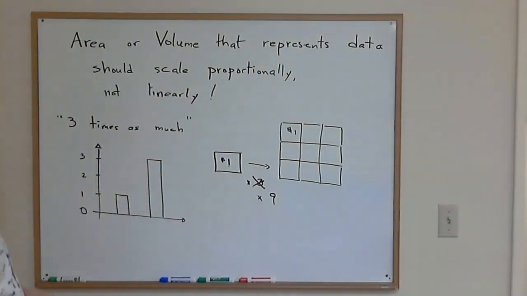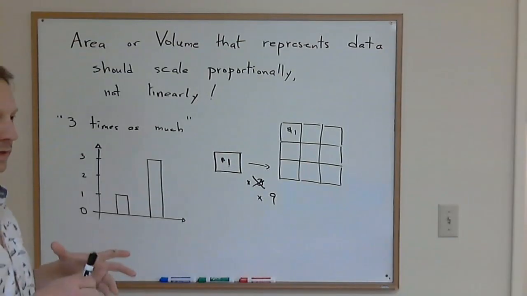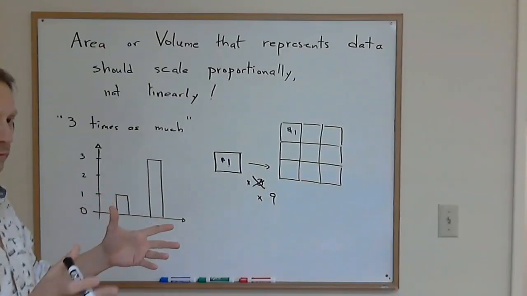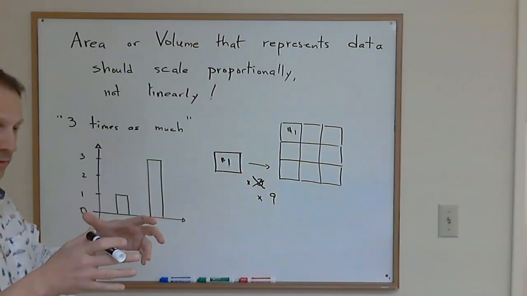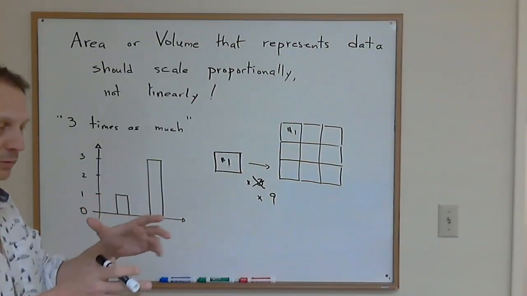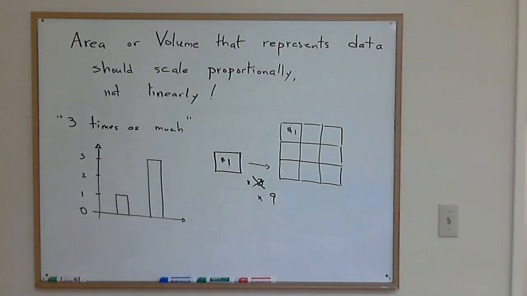Okay, so that's what I mean when I say that area or volume should scale proportionally. If you want to use a cube to represent your data, that's fine, but it's actually very mathematically difficult to make a cube have 3 times as much volume as another one. You'd have to multiply it by a really weird number, and that gets a little bit too sophisticated. So the simplest rule of thumb here is, let's just stick with lengths and heights to represent data.